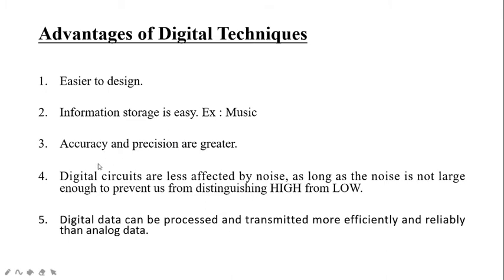The fourth one is that digital circuits are less affected by noise, as long as the noise is not large enough to prevent us from distinguishing high and low. We shall study in detail what these high and low are. The fifth one is that digital data can be processed and transmitted more efficiently and reliably. The fast communication technology which we are using now has the digital approach in it. We have observed how the transmission is more efficient and more reliable than the age-old analog signals.